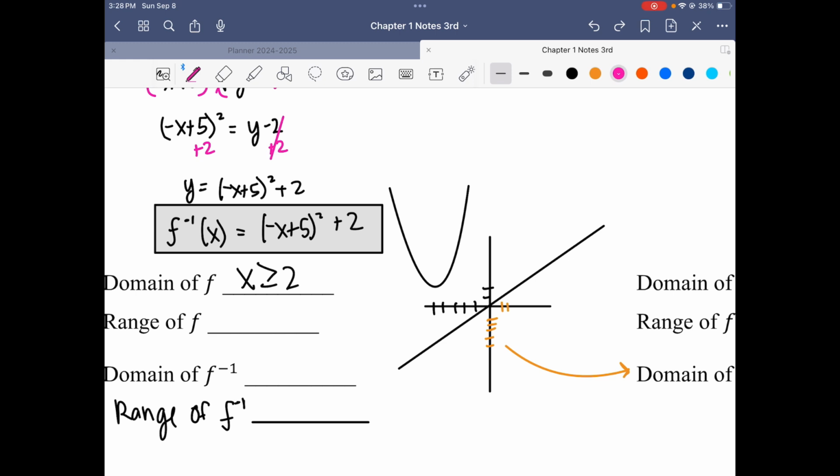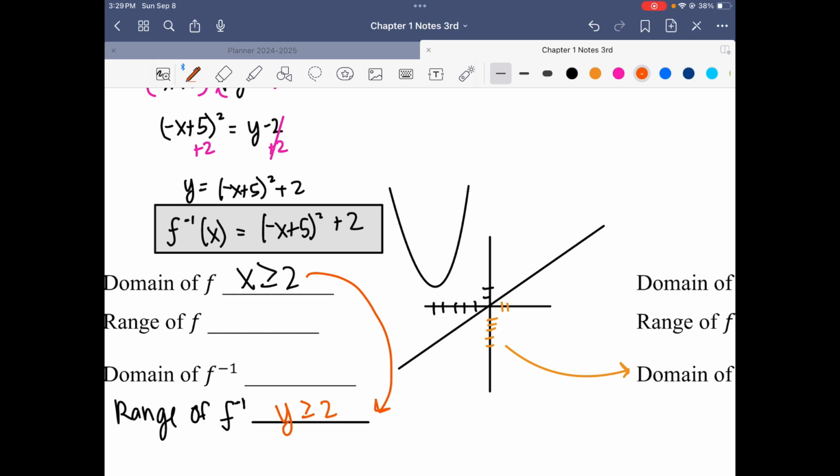So this is kind of a fun thing though. The domain of f becomes the range of the inverse. The reason for this is that the definition of an inverse is that x and y are swapped. Well, domain is all of your possible x values, and range is all of your possible y values. So if we switch x and y, our domain and range are going to flip around like that.